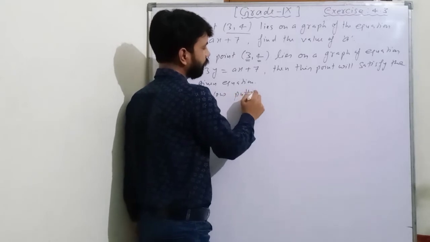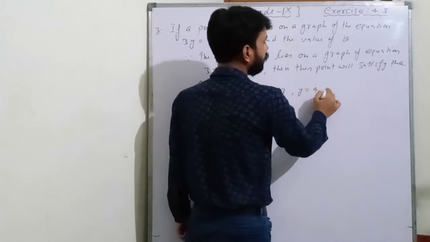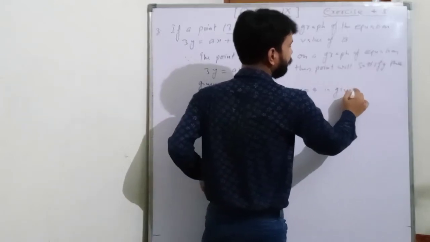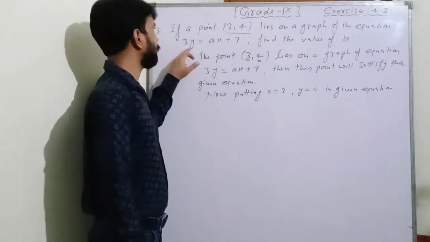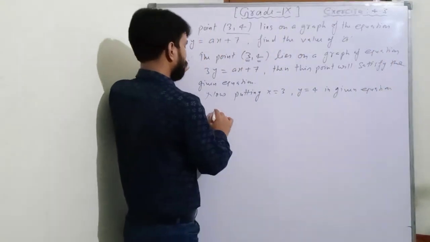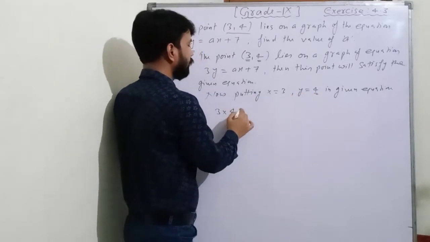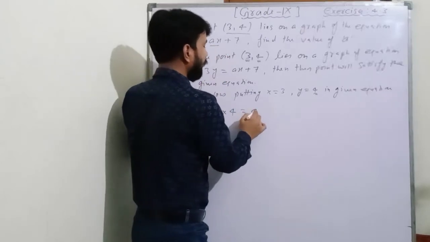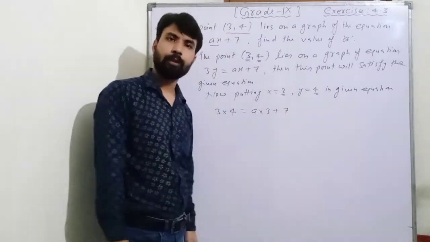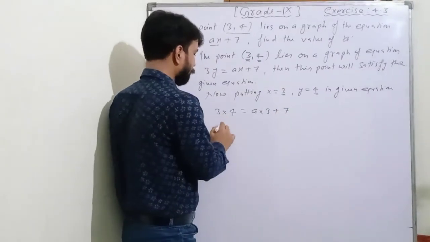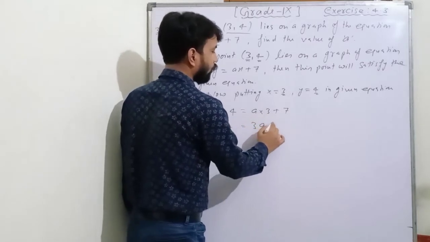Putting x equal to 3 and y equal to 4 in given equation. Beta equation is given 3y equal to ax plus 7. So 3 into y. Y is how much? 4. We will put here equals to ax. So a into x is how much? 3 or plus 7. Clear? Now see 3 4s are 12 and a into 3 is 3a or plus 7.